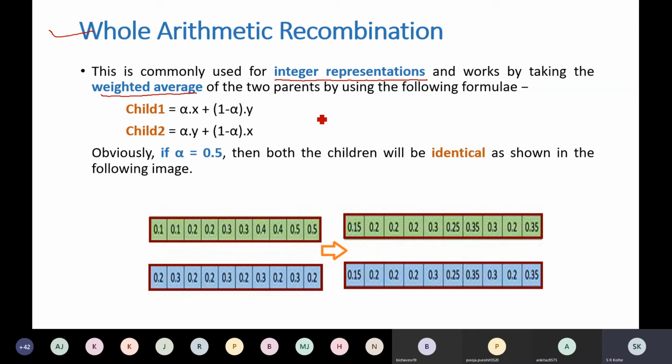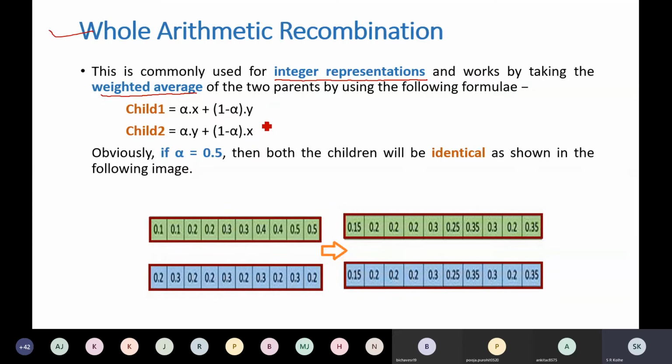Now how are we going to take that weighted average? That formula is given here. Offspring 1, that is child 1, you are going to generate. There is a constant called alpha. Child 1 is alpha multiplied by x plus 1 minus alpha multiplied by y. Alpha is a constant. Child 2 is generated the same way: alpha multiplied by y plus 1 minus alpha multiplied by x. Weighted, that's why alpha at one term and 1 minus alpha at the second term.